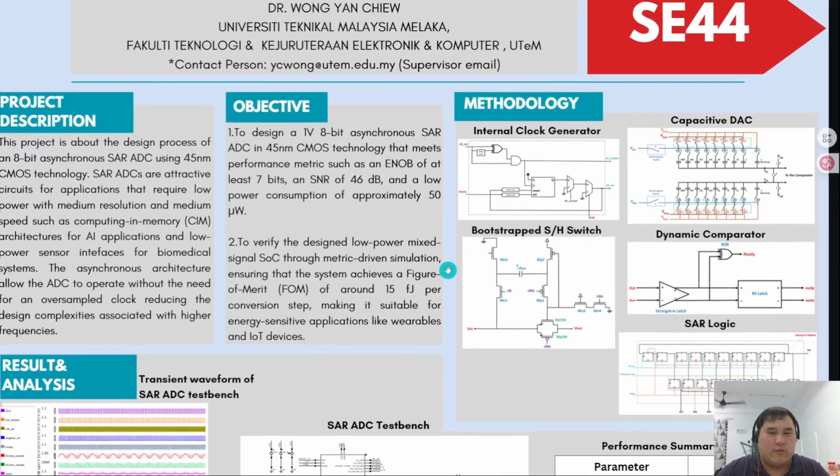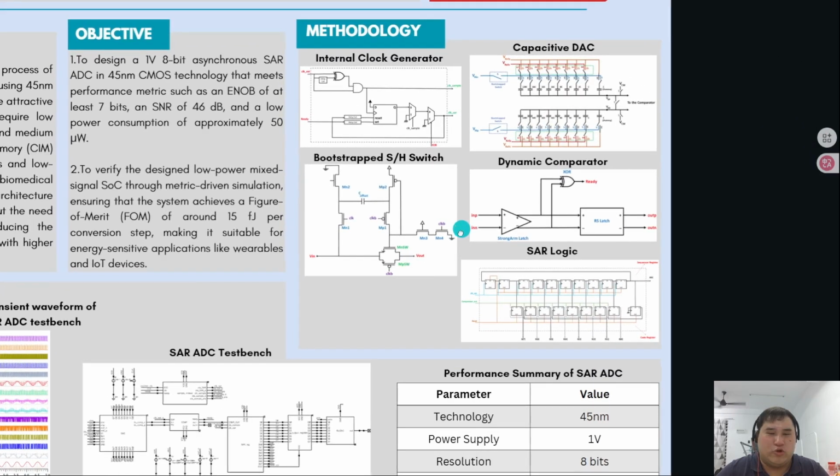The first objective of the project is to design a 1V 8-bit asynchronous SAR ADC in 45nm CMOS technology that meets performance metrics such as an ENOB of at least 7-bit, an SNR of 46 dB, and a low power consumption of approximately 50 microwatt. The second objective is to verify the design of the low power mixed signal SoC through metric-driven simulation, ensuring that the system achieves a figure of merit (FOM) of around 50 femtojoules per conversion step, making it suitable for energy-sensitive applications like wearable and IoT devices. Now I'm going to proceed with the methodology part.